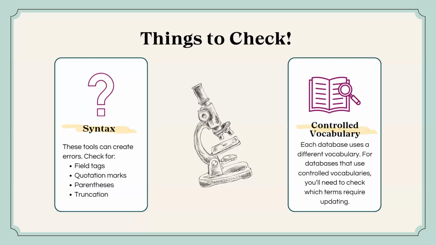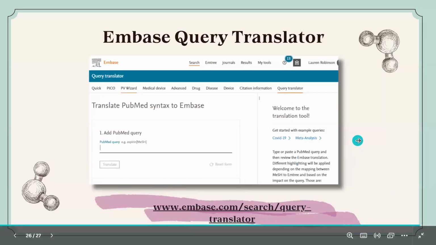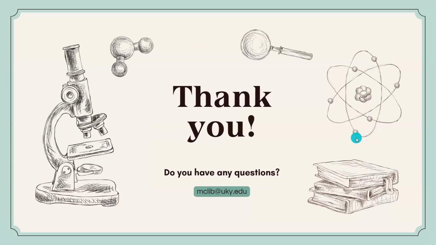Controlled vocabularies. I mentioned this earlier, but make sure you're using the proper controlled vocabulary. Polyglot, again, does not translate the language part of your controlled vocabulary. You have to go into the subject heading databases and find the proper term for each database. The Embase search query translator will only do that from PubMed to Embase, and you still have to double check those, right? Because it's not perfect. It does do a little bit of that language work for you. Again, you can go and view the query translator here. And that's all I had on translation.